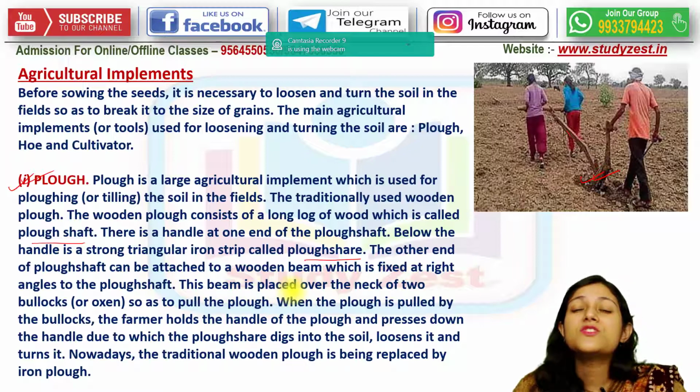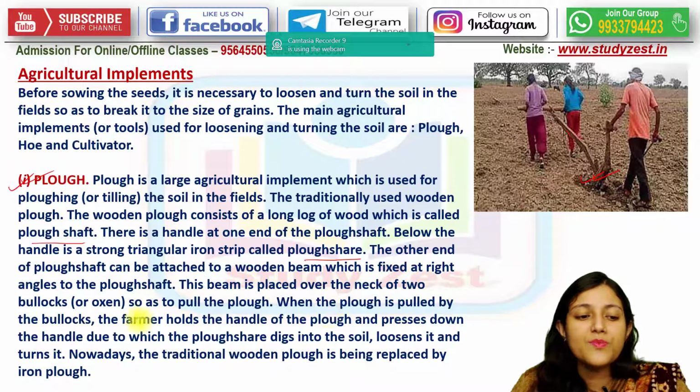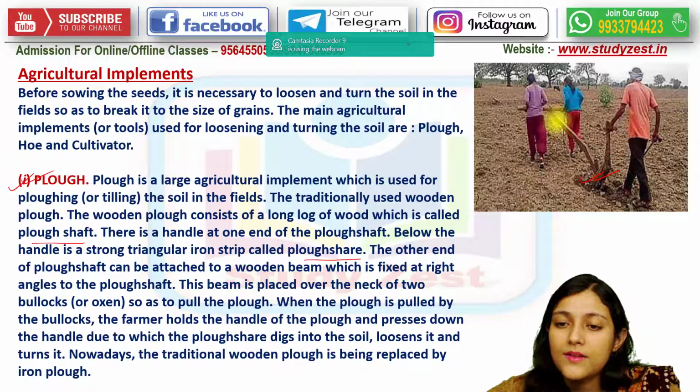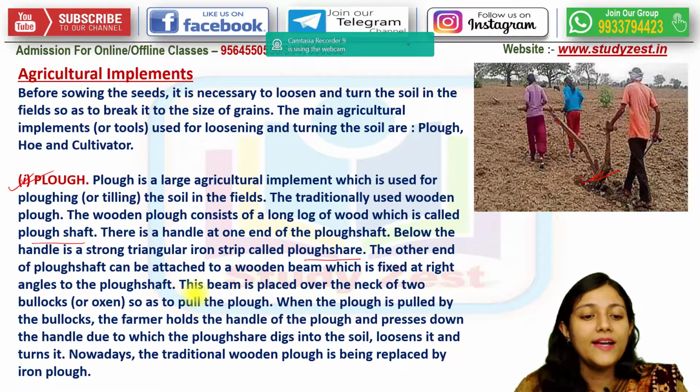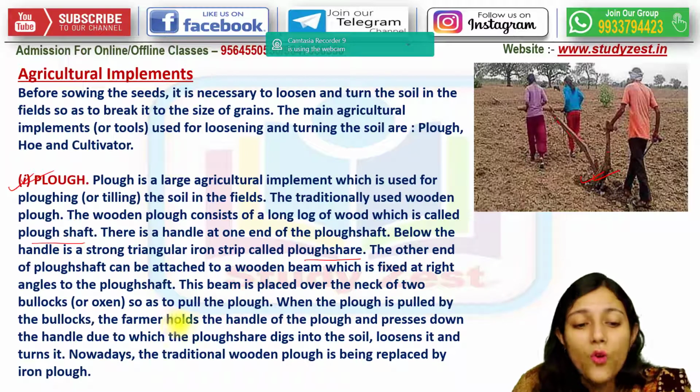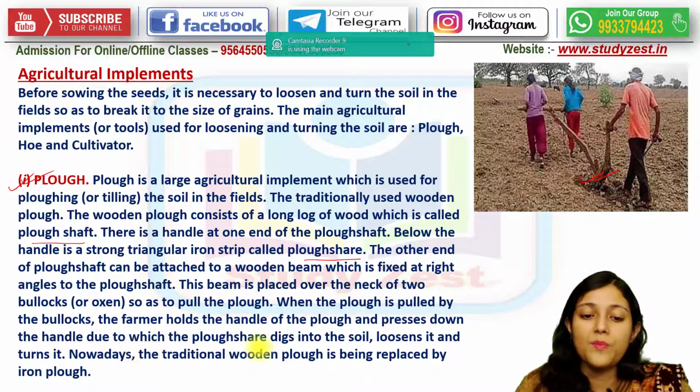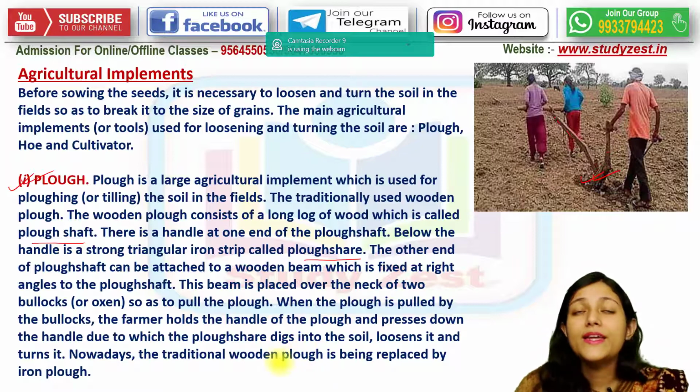Now this beam is placed over the neck of two bullocks or two oxen to pull the plow. When the plow is pulled by the bullocks, the farmer holds the handle. This part is held by the farmer. So the farmer holds the handle and presses down on it, due to which the plowshare digs into the soil. In this way it works. But nowadays the traditional wooden plow is replaced by the plow which is made of iron.